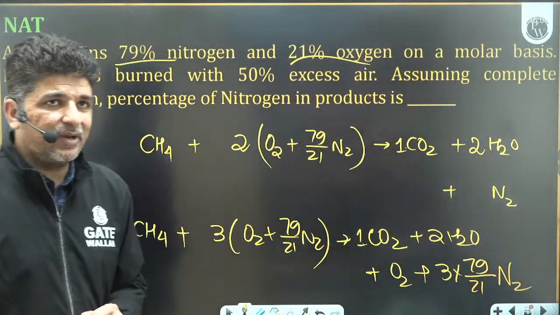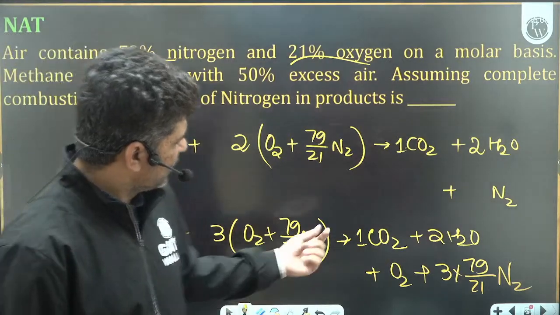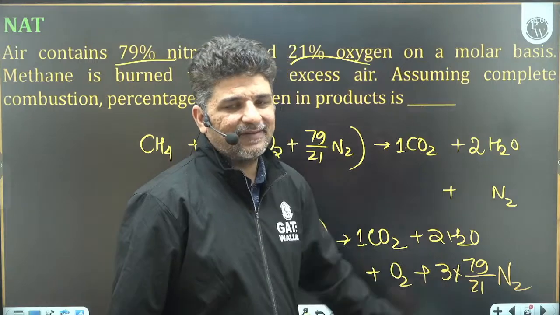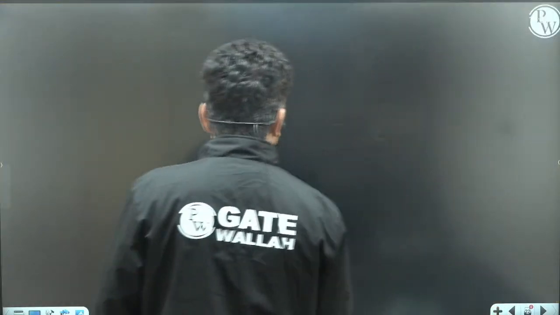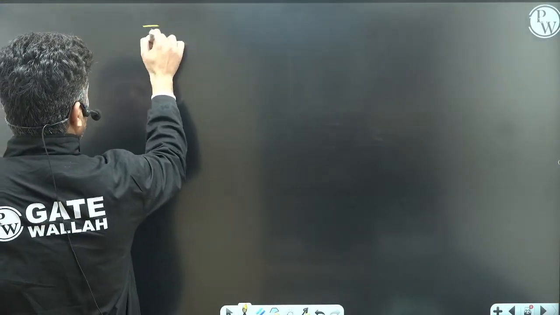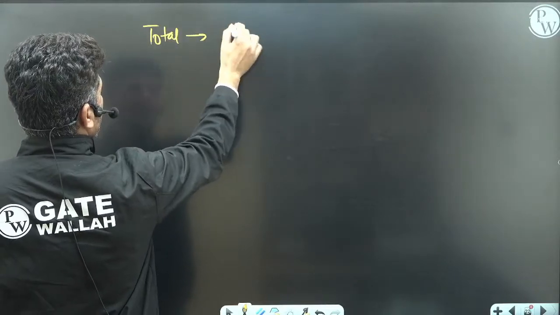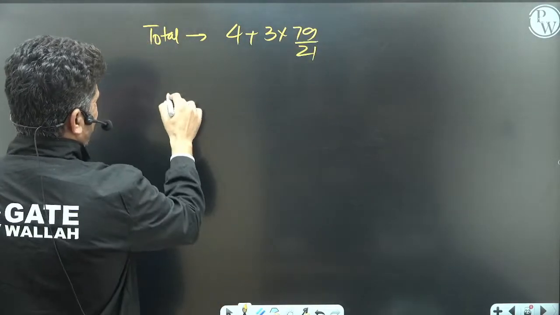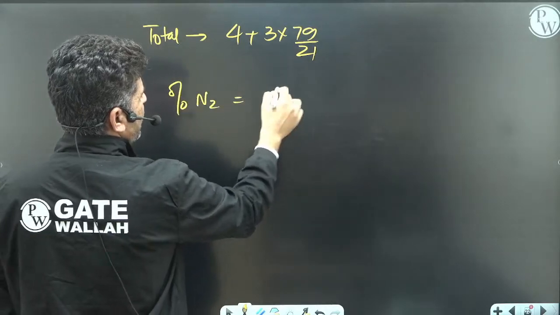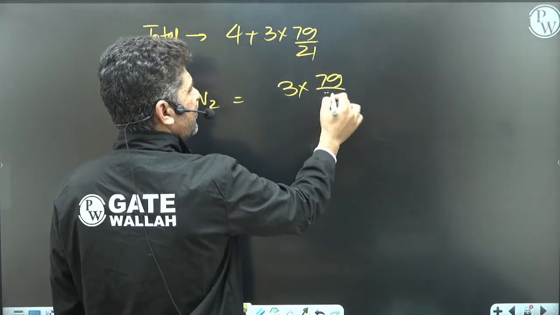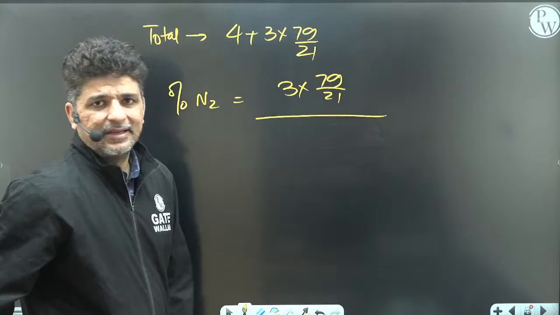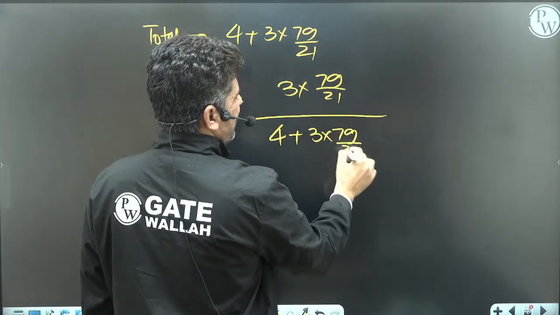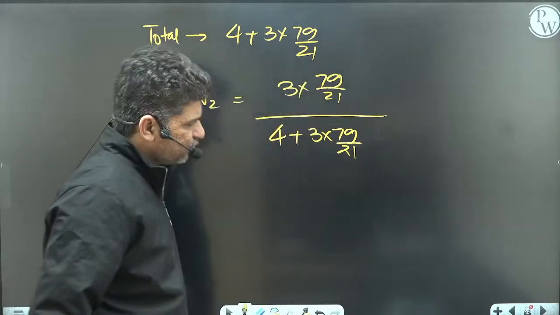So you see how many moles will be there over here. 1 plus 2 is 3, 3 plus 1 is 4, 4 plus 3 into 79 by 21. So total number of moles will be 4 plus 3 into 79 by 21, and the percentage of nitrogen will be equal to 3 into 79 by 21, this is the nitrogen which is available, divided by 4 plus 3 into 79 by 21. So this is what will be your value.